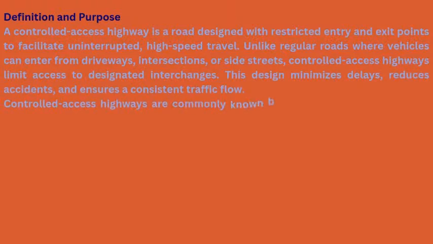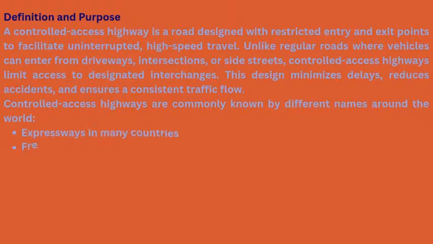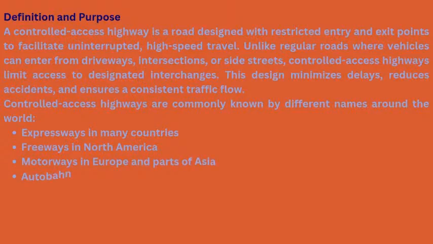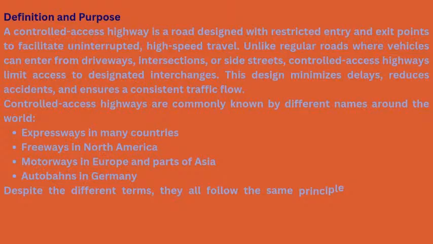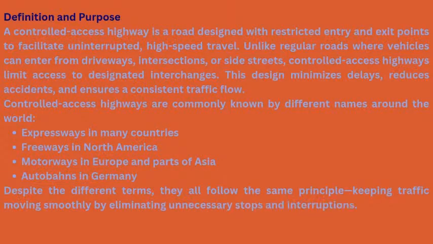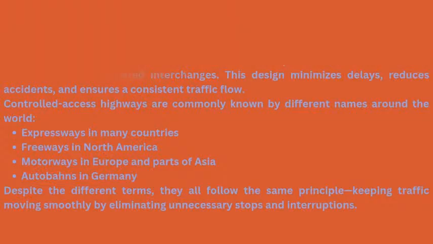Controlled access highways are commonly known by different names around the world: expressways in many countries, freeways in North America, motorways in parts of Asia, autobahns in Germany. Despite the different terms, they all follow the same principle, keeping traffic moving smoothly by eliminating unnecessary stops and interruptions.